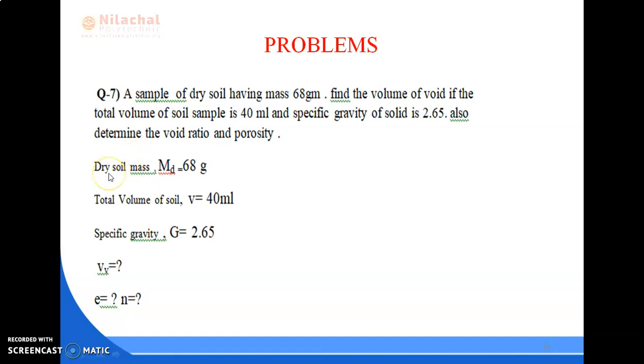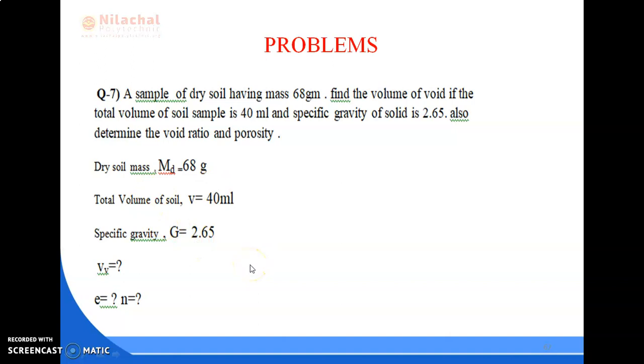So dry soil mass, this is MD equal to 68 gram. Next, total volume of soil V equal to 40 ml, specific gravity G equal to 2.65. Here we have to find out the volume of void, this is VV equal to question mark. Next, void ratio and porosity, so e equal to question mark, n equal to question mark. So from this question we have to find out three things: VV, e and n, and here MD, V, that means total volume, and G value are given.